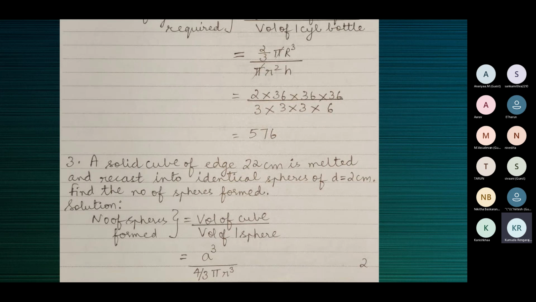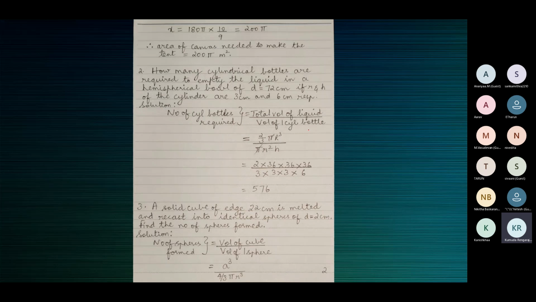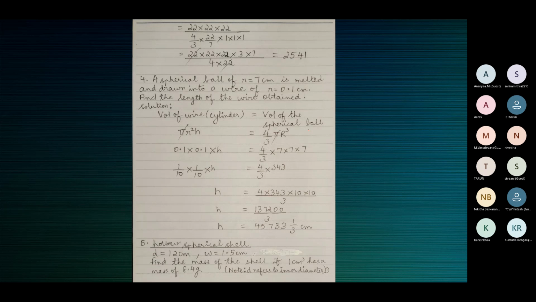That's the total volume divided by the volume of one sphere, 4 by 3 pi r cube, which is in the denominator. So we'll have to substitute and get the answer. Everything is given to you. For the sphere, you know the diameter, so take the radius from it. The 3 and 7 will go to the numerator.